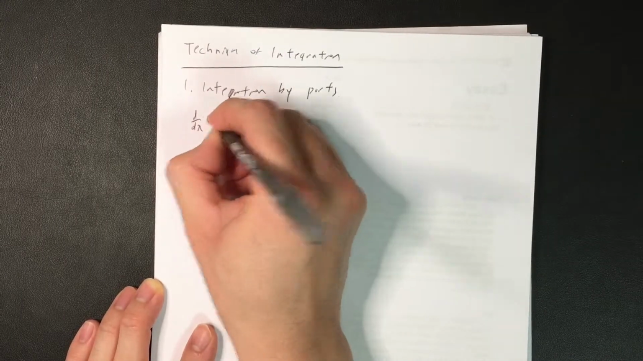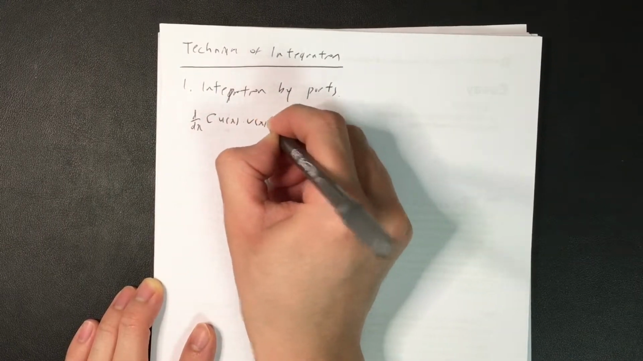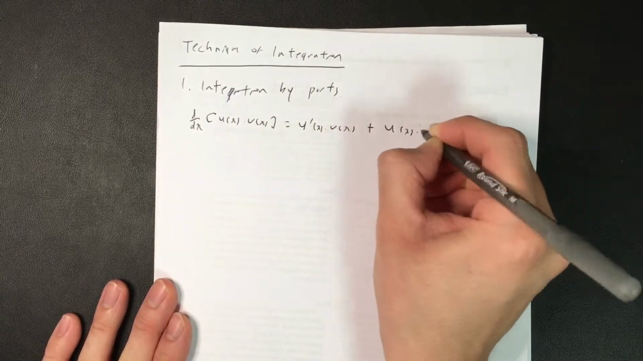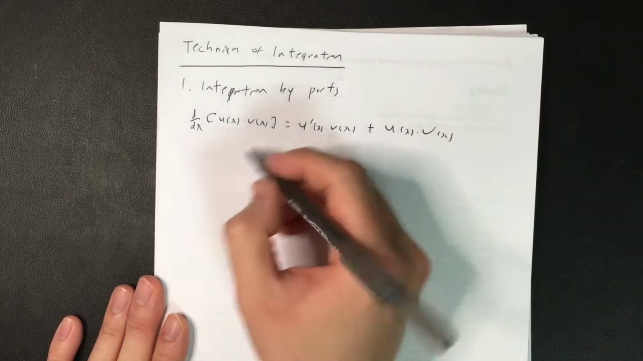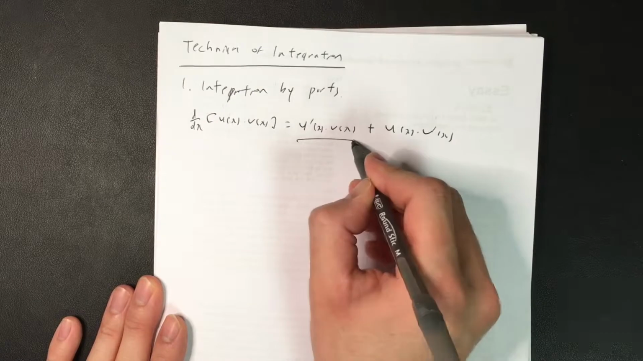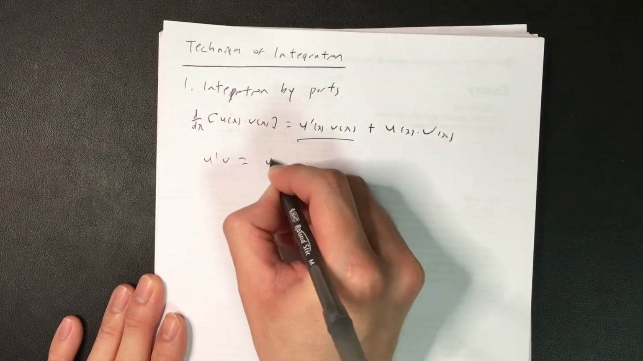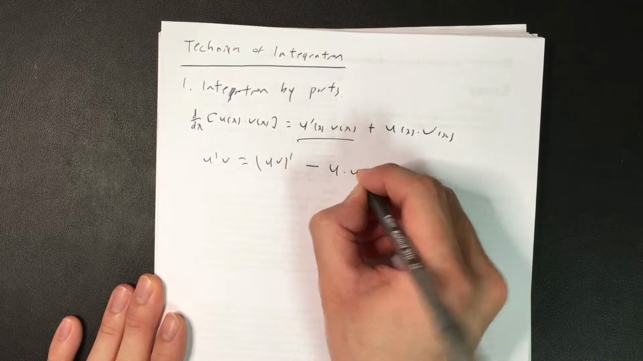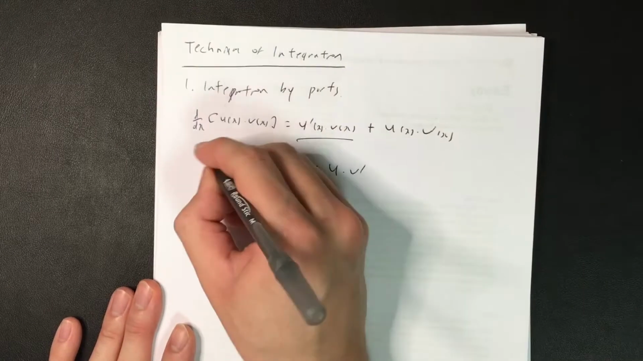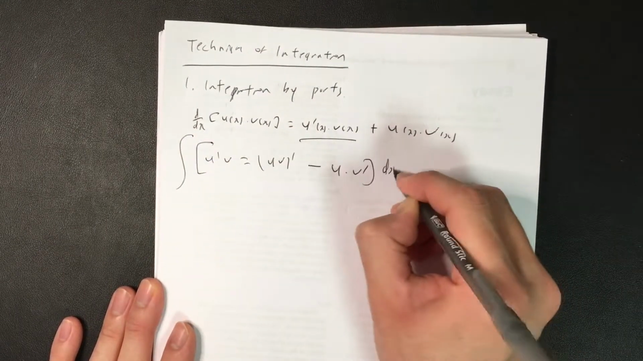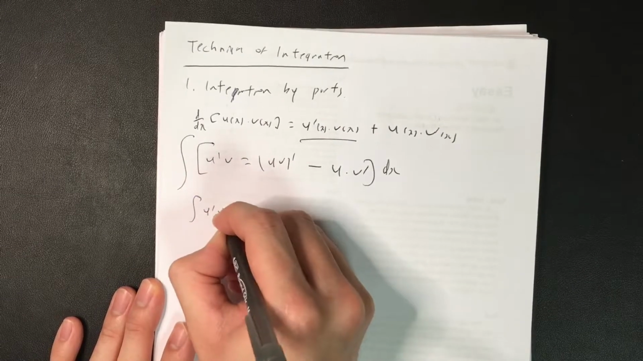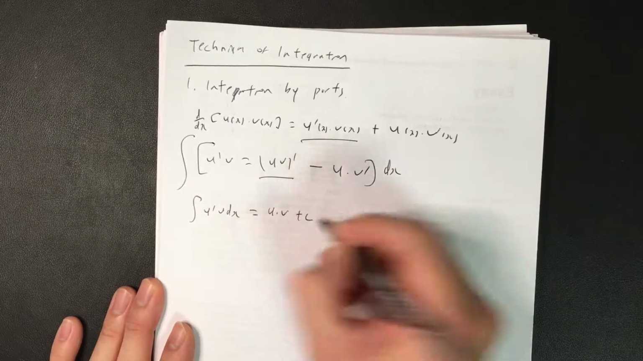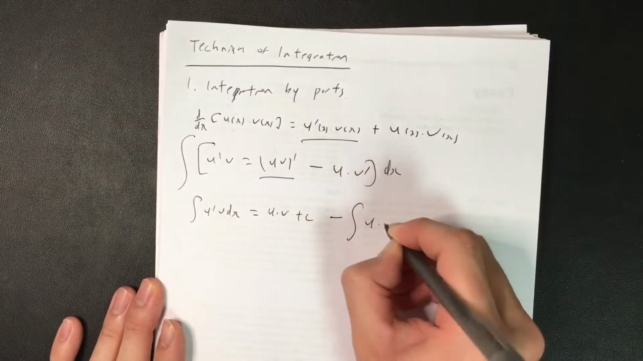Remember from product rule, derivative of u of x times v of x is in the form of u prime of x times v of x plus u of x times v prime of x, in which if I solve for u prime v, then u prime v equals derivative of u times v minus u times v prime. Now if I take the integral of this whole expression, then the integral of u prime v dx equals, integration of this is just simply u times v plus some constant c minus the integral of u times v prime dx.